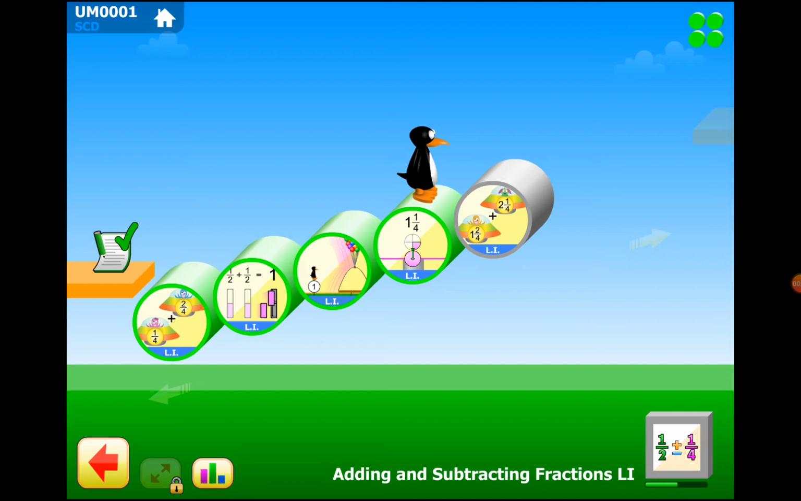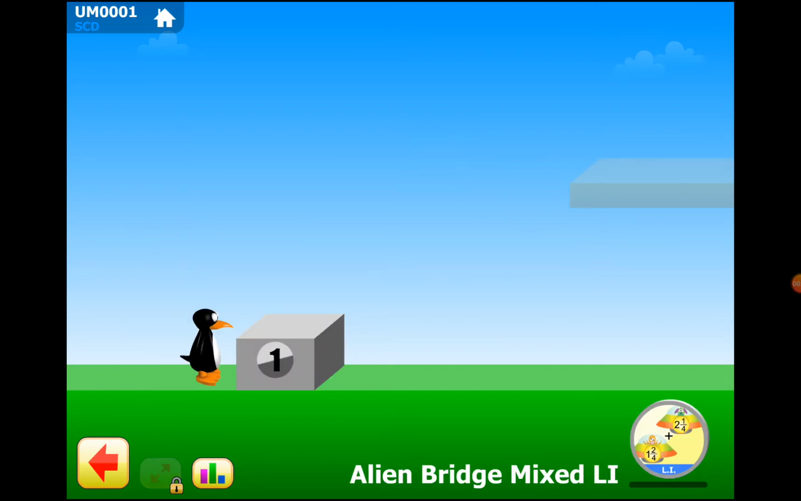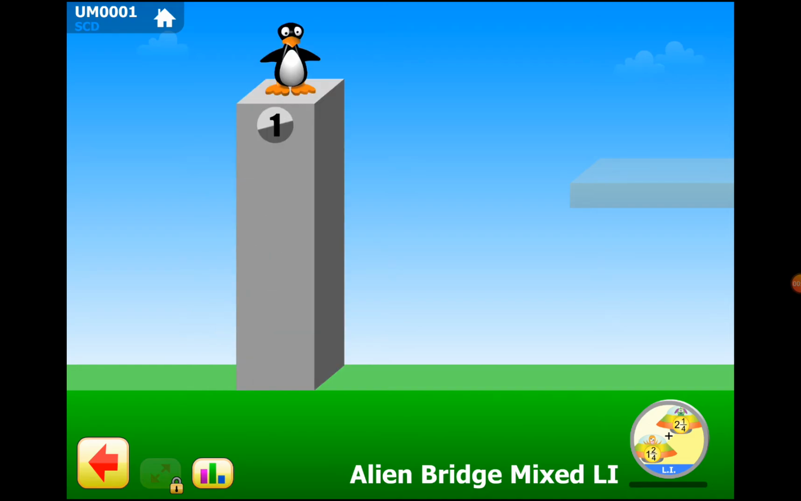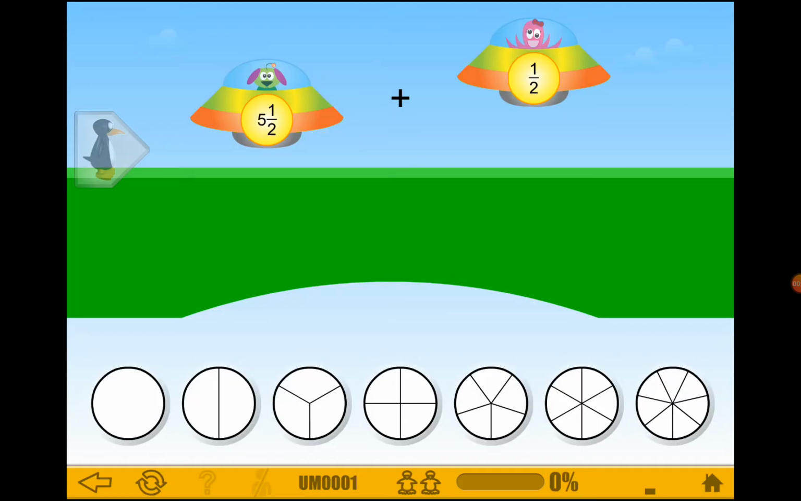Okay, let's see. Puzzle 5. Okay. Alien bridge mix, Level 1. Let's go. Okay. Oh, geez.